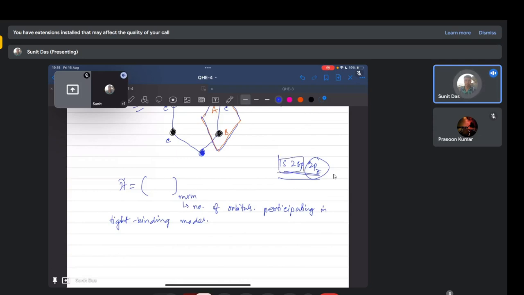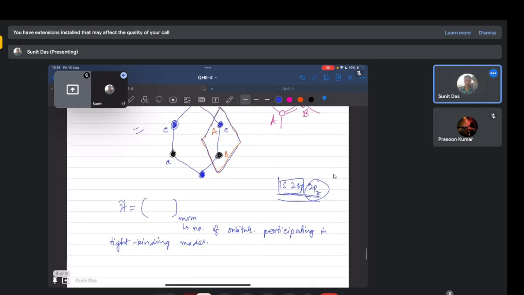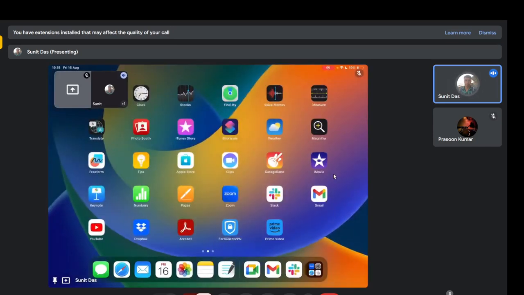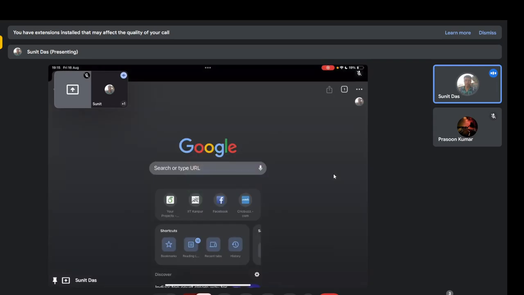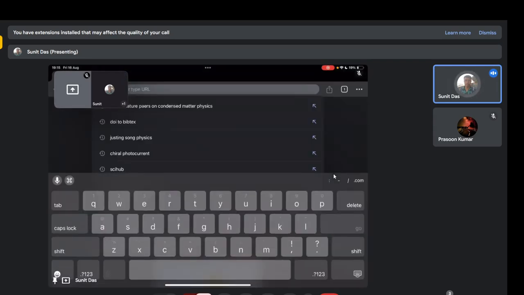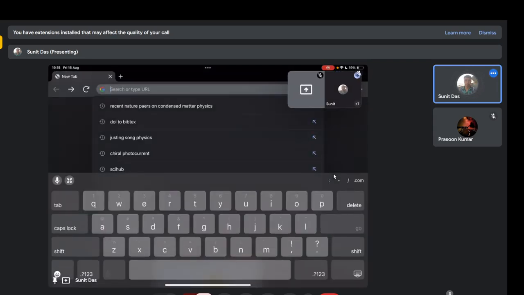1s is already tightly bound, it is the innermost shell from the nucleus, and then 2sp2 forms the sigma bond actually. So let me go to the internet and show how they look. I am not sure I am able to convey this otherwise.